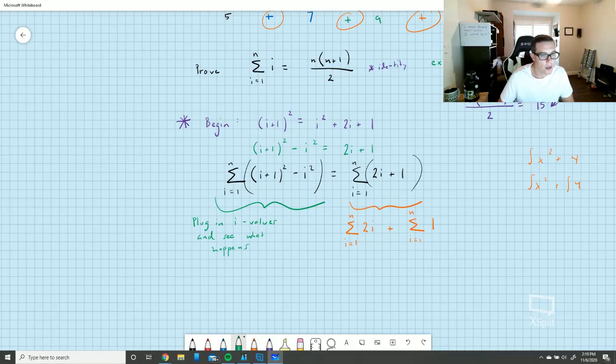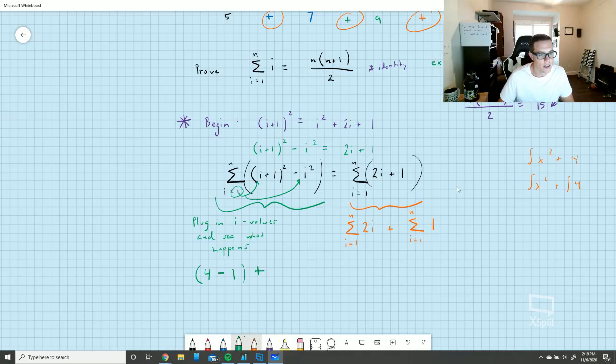Ready? So I'm going to plug in. I'm going to start with 1. I'm going to plug 1 into this. I get 1 plus 1, which is 2, which is 2 squared is 4, minus 1 squared is 1. I'm going to keep it just like that. I'm not even going to simplify it.